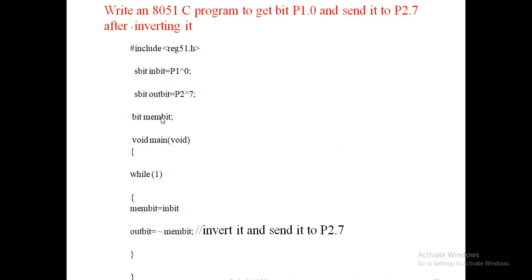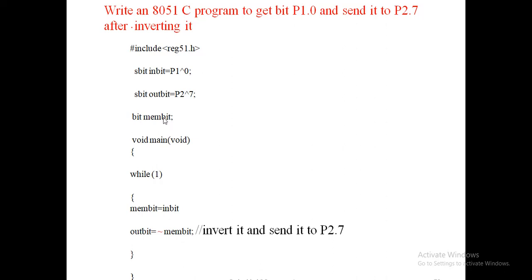The bit MEM bit, what is it? Simply, I am using a bit that is bit addressable in the random access memory, that is 00 to 7F, 128 bytes of RAM. It randomly picks one single bit memory location. In that bit I am using MEM bit. Why? Because I want to invert it and then send to P2.7. So temporarily I want to use this MEM bit.